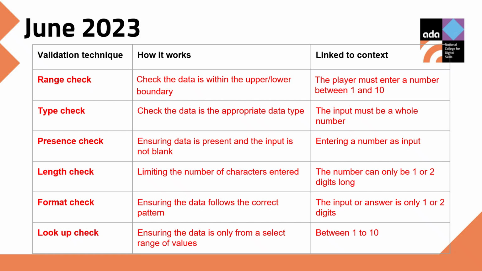You can perform a type check to ensure that the data is of an appropriate type. So for example, in this game you must enter a whole number, so you need to check that the input is a valid integer. You might also perform a format check to ensure that the data follows the correct pattern. The input or the answer is only going to be 1 or 2 digits, as you have to enter a number between 1 and 10. Any of these responses shown here would be valid.